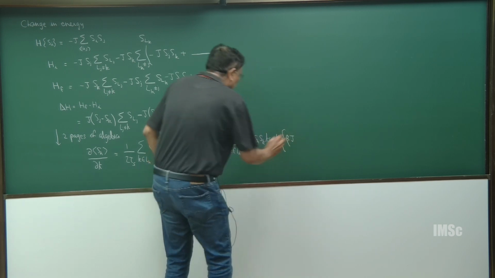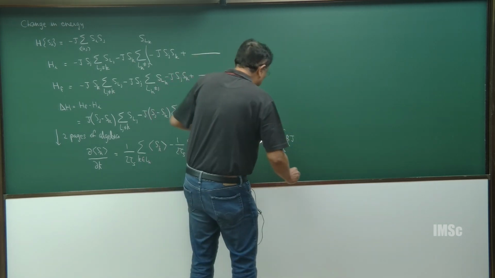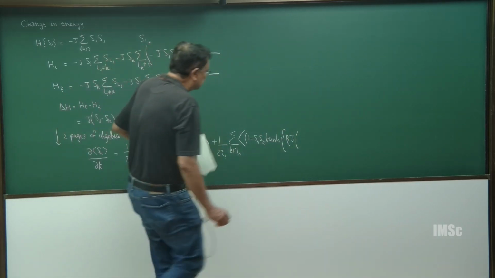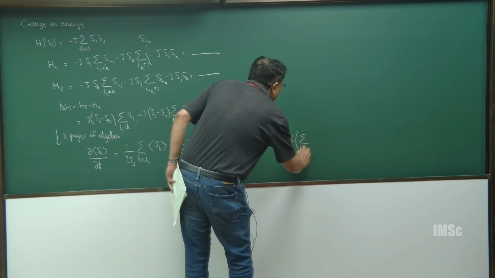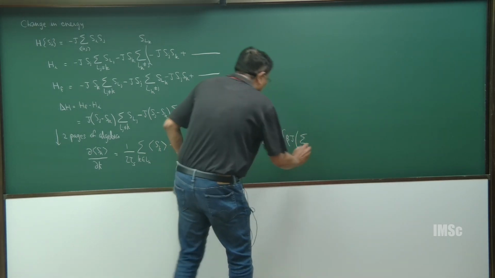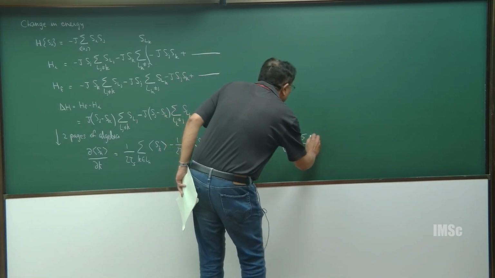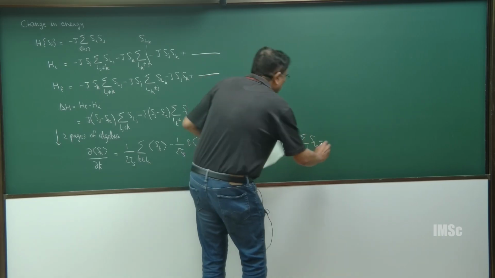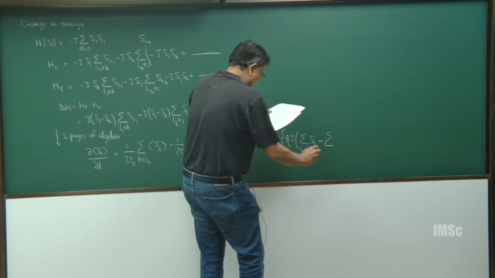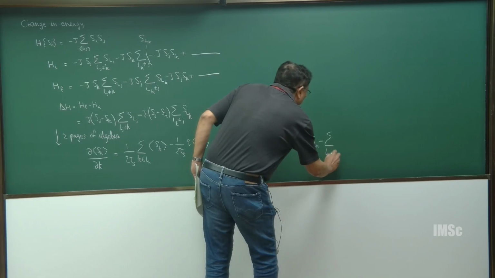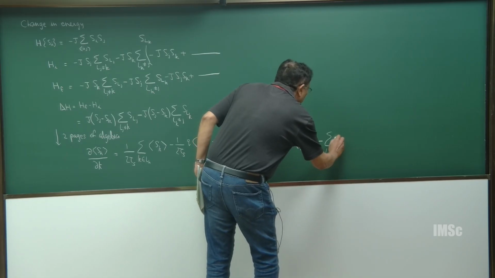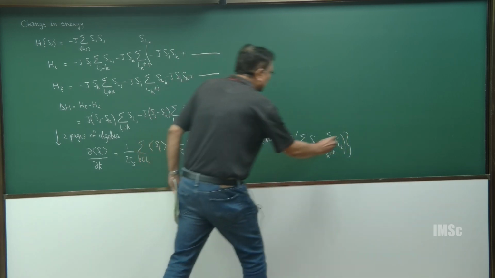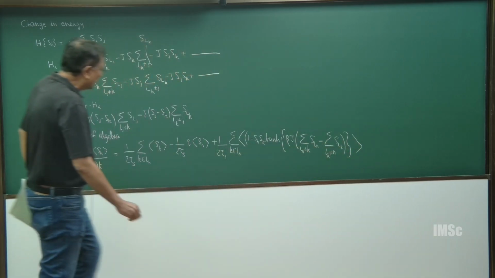tanh beta J. Sorry about this algebra, but sometimes it is important to do it. So, tanh beta J, sum over l_n not equal to k, S_ln, minus sum over neighbors of k, l_k not equal to n, S_lk. That is the expression. Okay. And finally, you have an expectation value at the end.